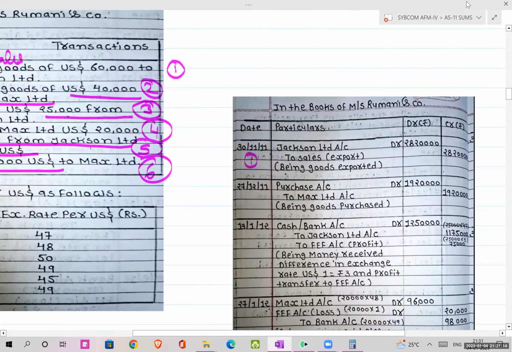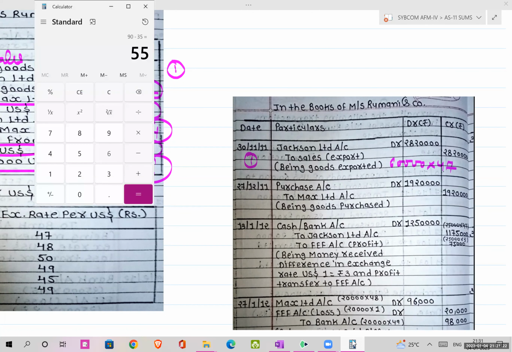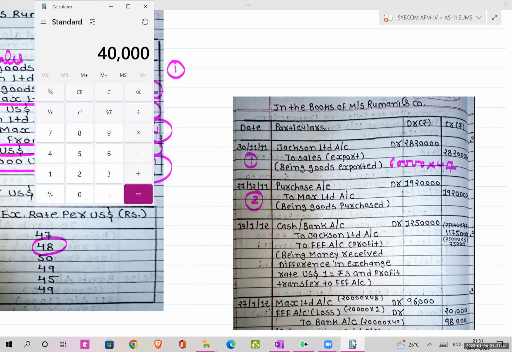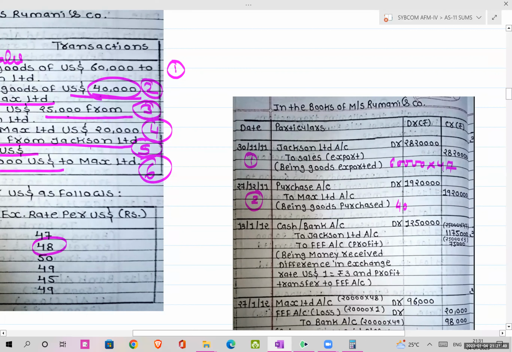First one, it is 60,000 into 47 rupees. Okay, so 60,000 into 47. 28,20,000, right? Second transaction is of import, that is purchase. So 40,000 and the rate is 48. So 40,000 into 48. 19,20,000. Okay. 40,000 into 48.